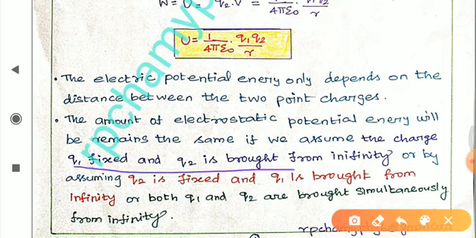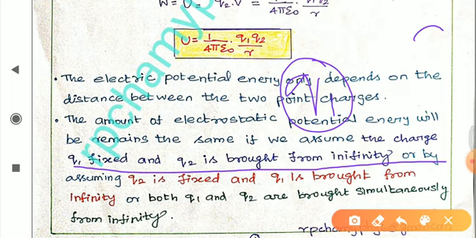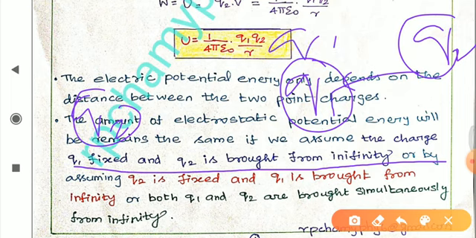Then the amount of electrostatic potential energy remains the same if we assume the charge q1 is fixed and q2 is brought from infinity. Because you can ask one question, sir, in the first case we are assuming q1 is fixed, q2 is brought. Suppose q2 is fixed, and q1, which is at a distance of r from q2, is brought to q2, what is the amount of work done? The same amount of work will be done, because either q1 or q2 is moved.